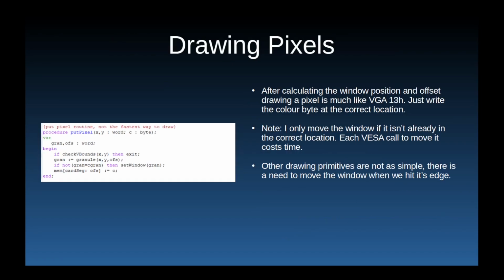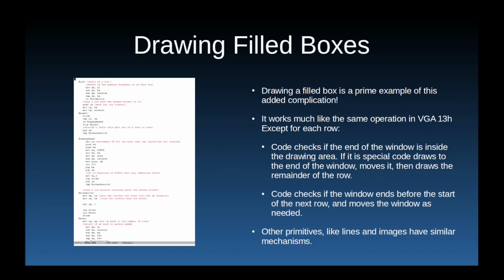Having worked out where a pixel is, it's fairly straightforward to draw one. Simply write the colour byte at the correct location. This can require moving the window, but this has a cost, so that's only done if it's required. Unfortunately, other drawing primitives are a bit more complicated. The filled box is a good example of this extra work. We have to keep in mind that anything we draw can and likely will cross window boundaries.